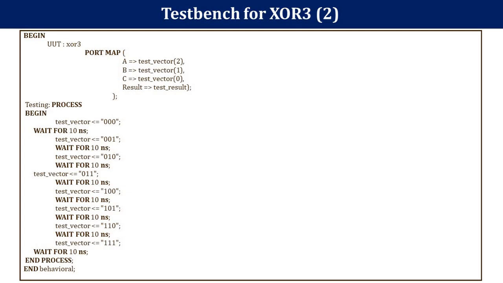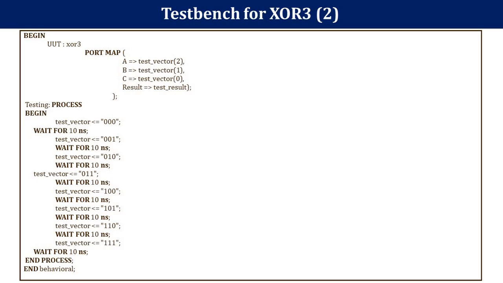Because we are going to connect the test vector to the inputs, every bit of the test vector is connected to the inputs A, B, C. Hence test vector 2 is connected to A, test vector 1 connected to B, test vector 0 connected to C. Result is connected to the test result.